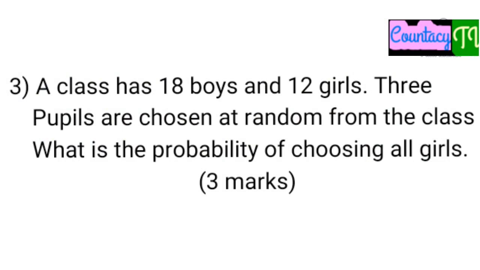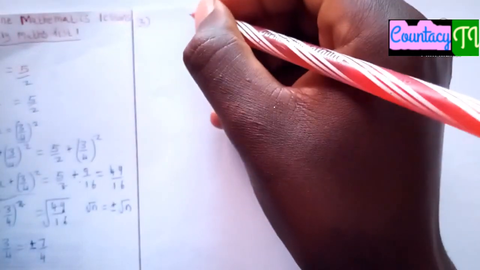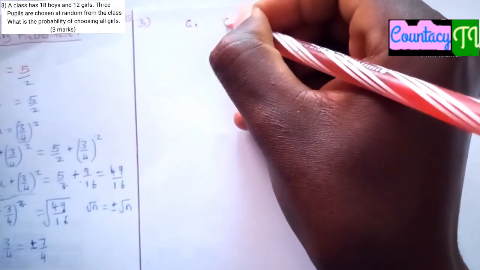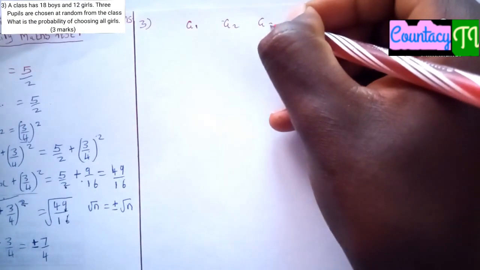We've got now our question 3, our probability question, read as follows. A class has 18 boys and 12 girls. 3 pupils are chosen at random from the class. What is the probability of choosing all girls? We've been told that 3 girls are chosen. We've got our girl 1, girl 2, and the third girl.